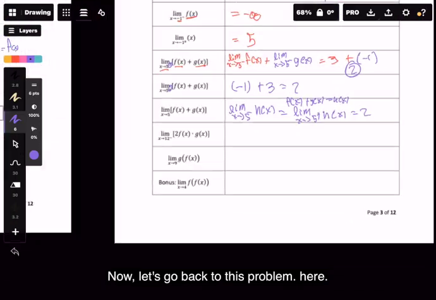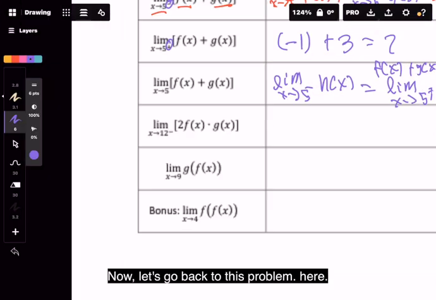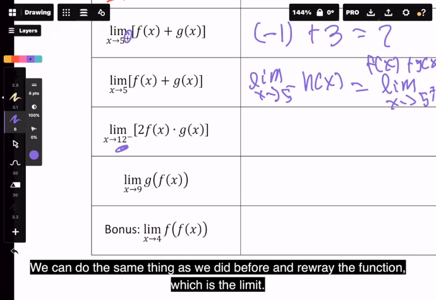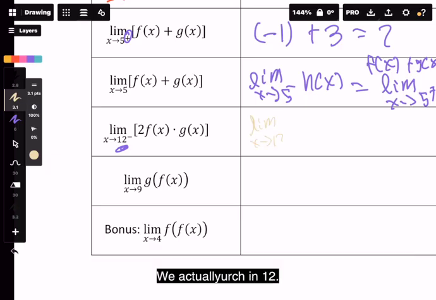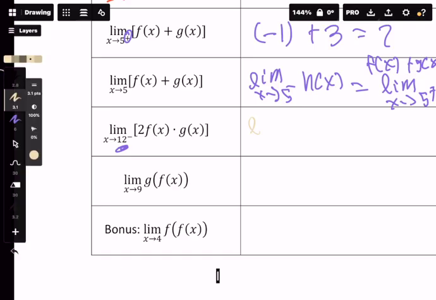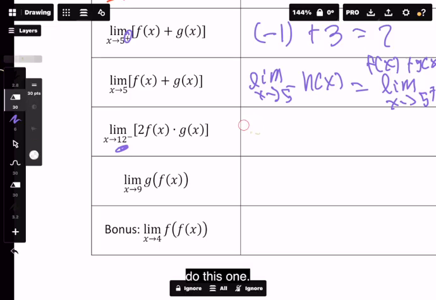Now, let's go to the next problem. A bit more difficult, but shouldn't be too much more difficult. We can do the same thing as we did before and rewrite the function, which is the limit of x approaching 12. That's a bit too dark of a color. Let's go for something a bit lighter. Okay, let's do this one.